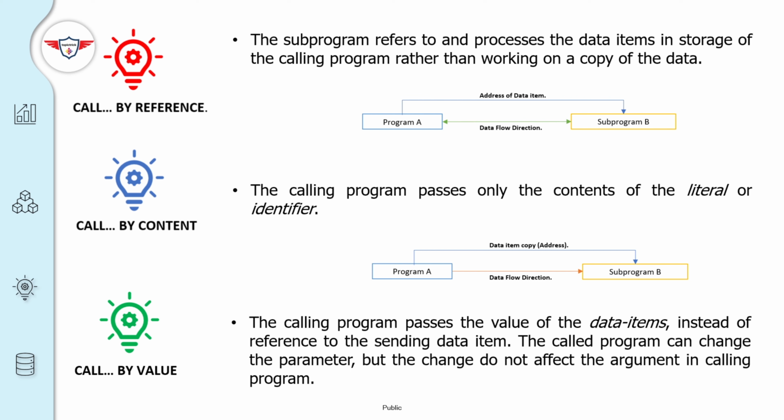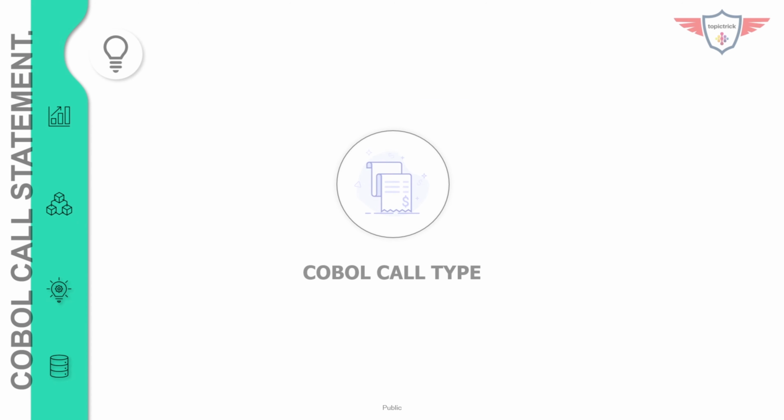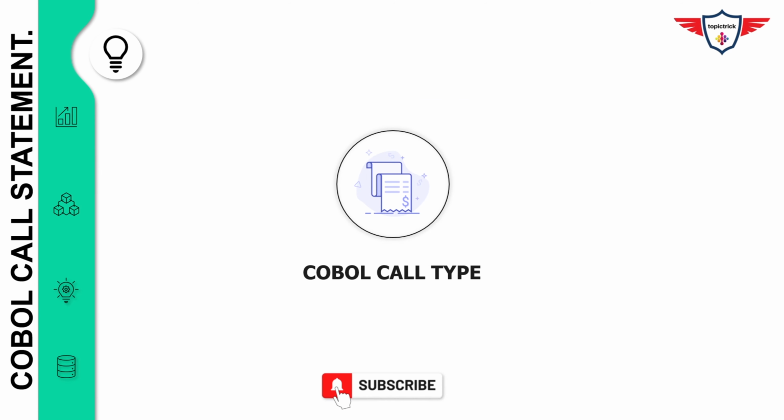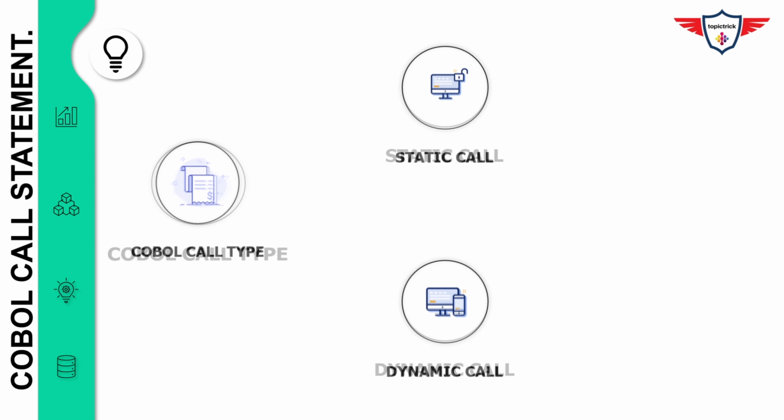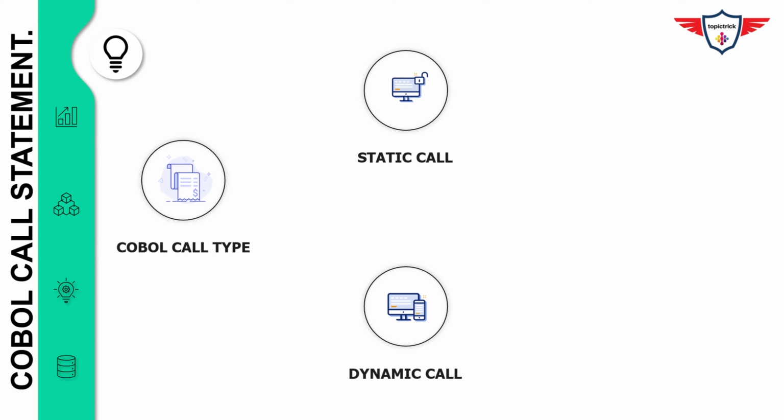Now let's focus on the various methods of transferring control from one program to another program. In general, call statements are divided into two categories. The first one is static call and the second one is dynamic call. Now let's try to understand the difference between static call and dynamic call. In the static call, the COBOL program and all the called programs are part of the same load module.